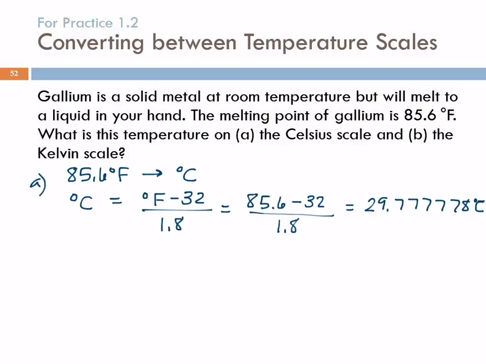We're going to talk about significant figures later today, but for now, this is an awful lot of digits, isn't it? What we should do with temperatures is look and see how many decimal places the original temperature had. This one has 1 decimal place, and so then we should report this with 1 decimal place. And so we'll say that the answer is 29.8 degrees Celsius.